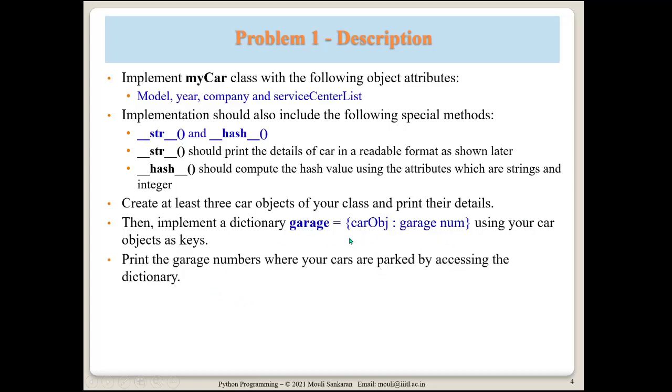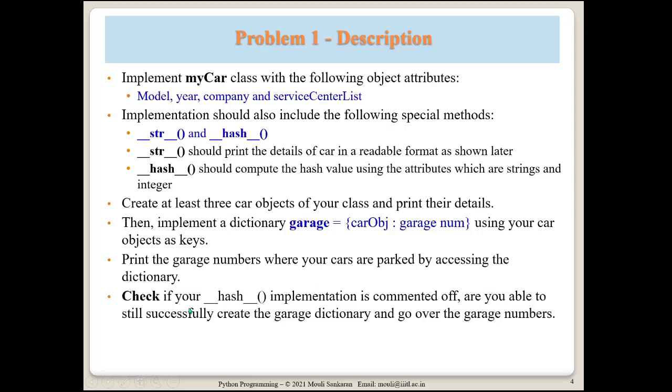Here you are not going to use the iterable, so they are not adding the iteration capability here, but you can just use the dictionary keys, get the keys, and then get the garage number. You can print it out. Print the garage numbers where your cars are parked by accessing the dictionary. Check if your hash implementation is commented off. Are you able to still successfully create the garage dictionary and go over the garage numbers?